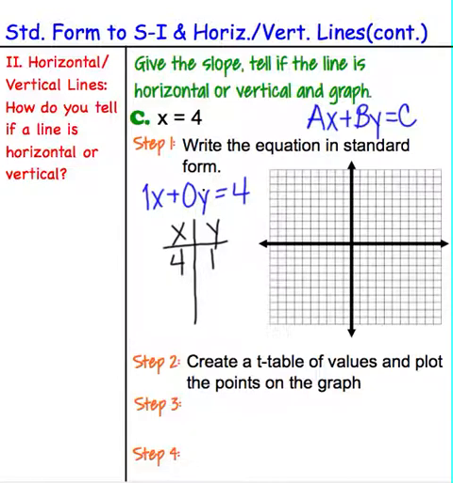Well, what if y equals 0? 0 times 0 is 0, x equals 4. If I put in y equal to negative 1, well, negative 1 times 0 is 0, x still equals 4. So then I'm going to plot these points on the graph. So I've got 4, 1, 4, 0, 4, negative 1.